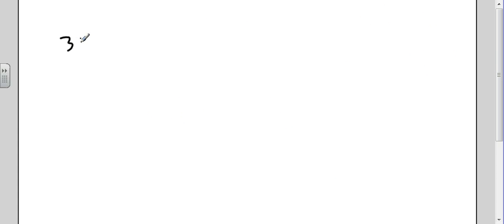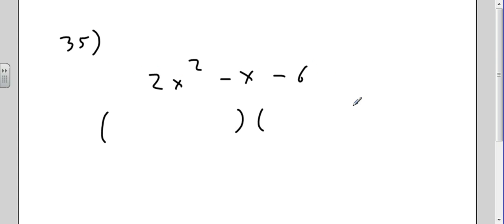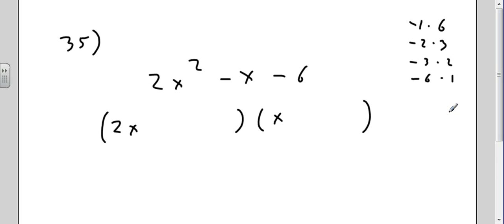35. 2x squared minus x minus 6. All right, well, I'm going to need a 2x and I'm going to need an x. And to get a minus 6, I can go minus 1 times 6, minus 2 times 3, minus 3 times 2, minus 6 times 1. But when I get done, I want a -1 sitting there. I got this 2 over here.